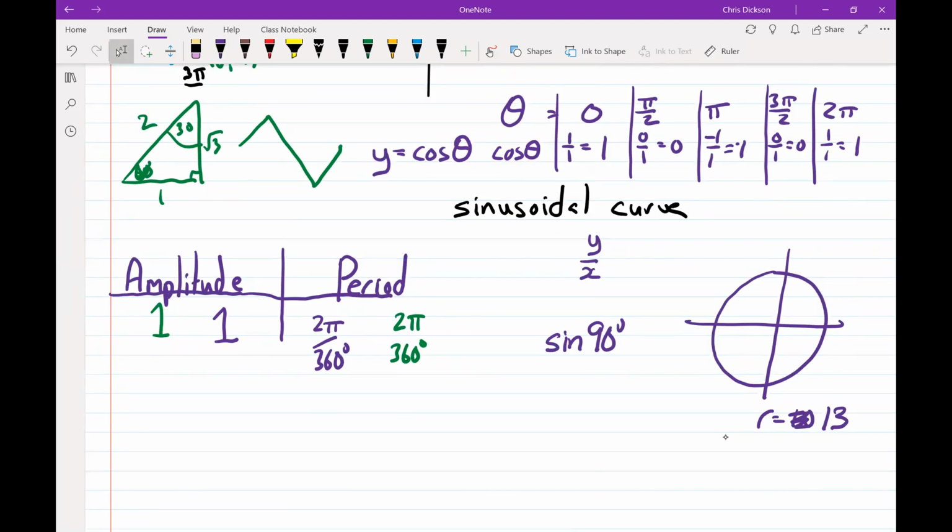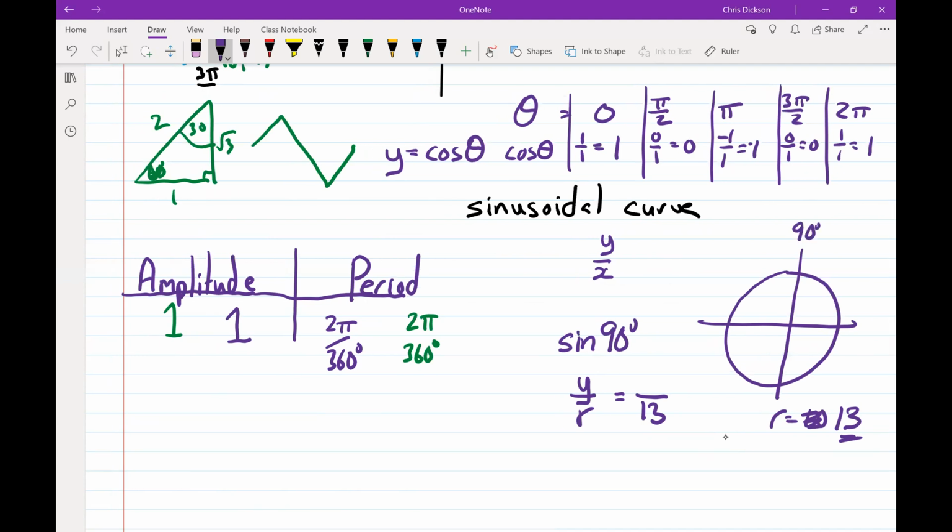Well, the sine of any value is y over r. So if the radius is r, then the r value would be 13 because that's what we said the radius was. But what would your y value be at 90 degrees? Well, if you're at 90 degrees, you're here, and you'd be right up there. Now, of course, if you run a line from the center of the circle to that point, that would be the radius of the circle, which is 13. So that is 13 over 13, which is 1.